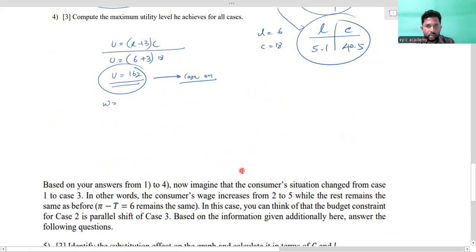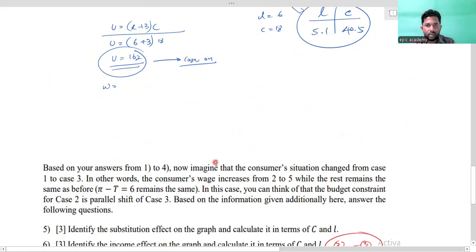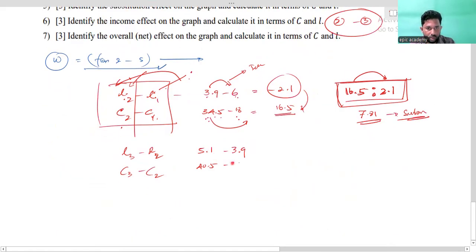C3 means 14.5, C2 means 34.5. The values are there. 1.2. Okay. The income effect is here. You can measure that one. 6 for 1.2. Income effect 6 for 1.